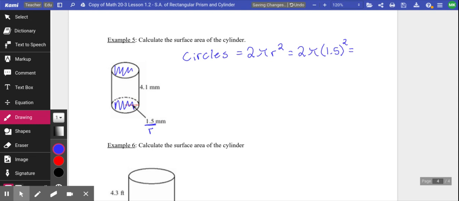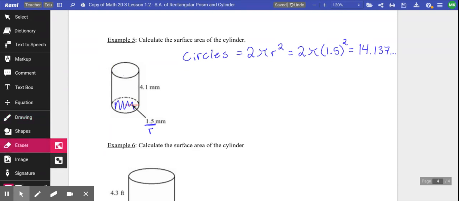If you put that in your calculator, remember especially if you're using your phone calculator, make sure you're doing the squared part first. So 1.5 squared, then times pi, or 3.14, then times 2. And you'll get 14.137 and then a bunch more numbers. That gives me the top circle, bottom circle.